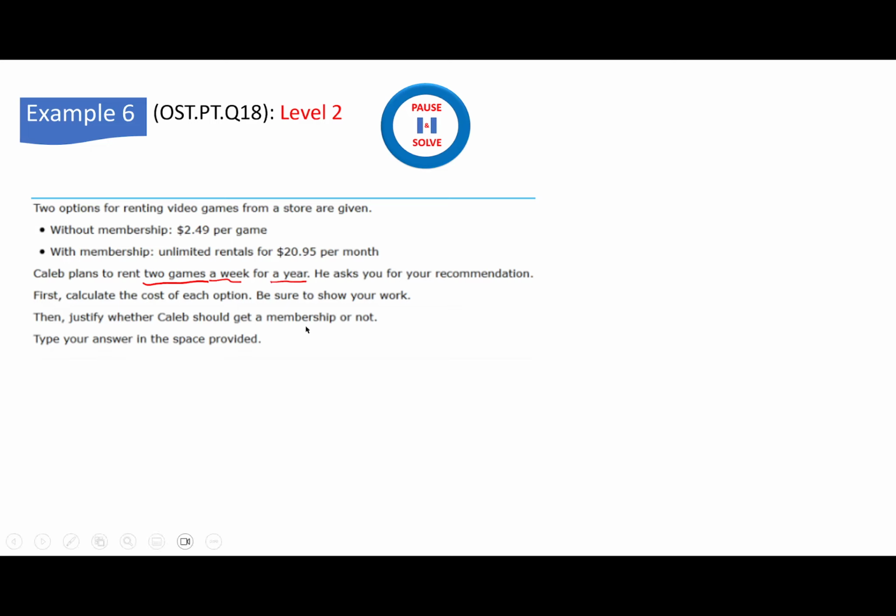First, calculate the cost of each option. Be sure to show your work. Then justify whether Caleb should get a membership or not. Type your answer in the space provided. Okay, so let's see what happens.